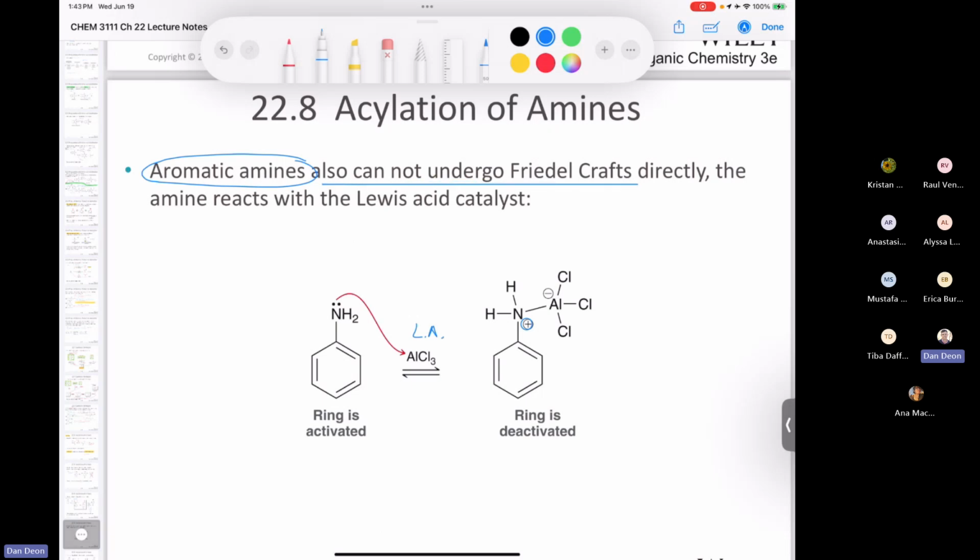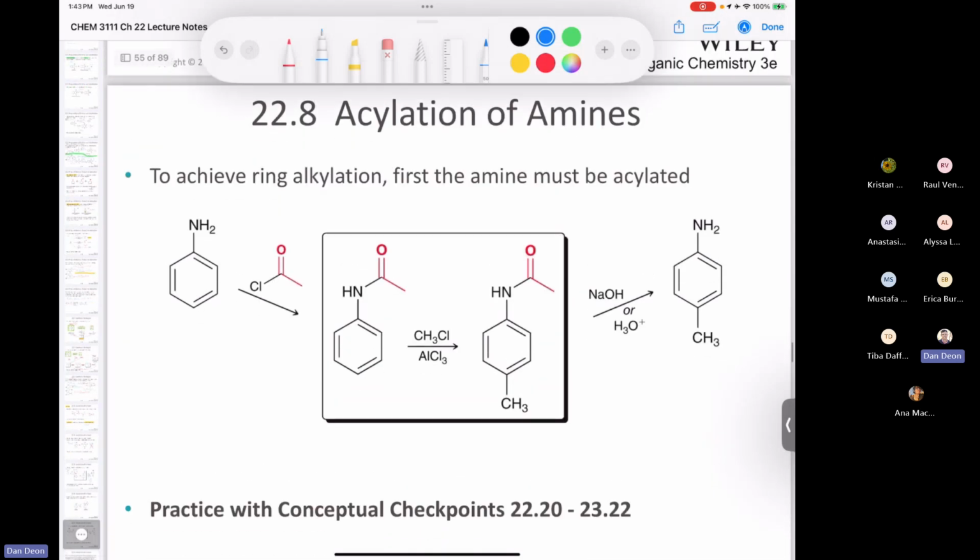Okay, so what can we do? Well, of course we can acetylate it. If you acetylate it, you go from a strong activator to a moderate activator. And what that does is it renders this lone pair, which is very basic, very nucleophilic, delocalized up into here, and so it is not nucleophilic whatsoever. So when it sees the aluminum trichloride, meaning the Lewis acid, it doesn't form a bond with it, and so it works perfectly well to do a Friedel-Crafts alkylation on this N-acyl compound.